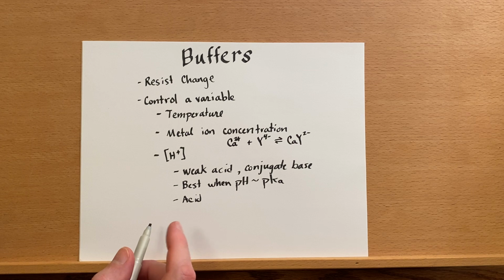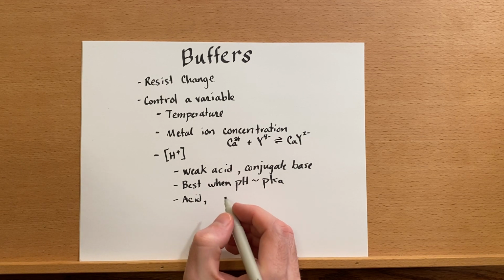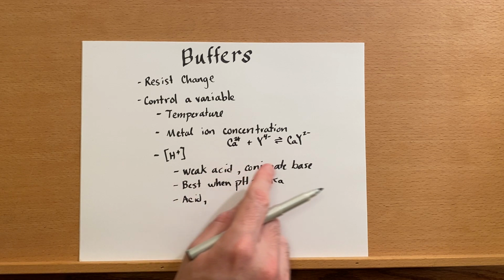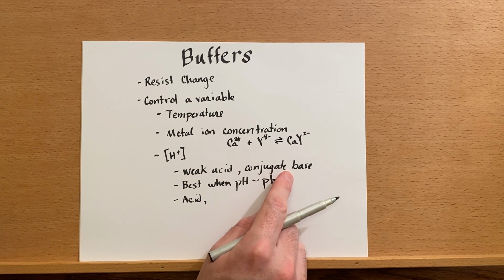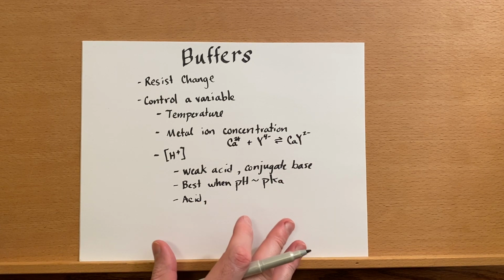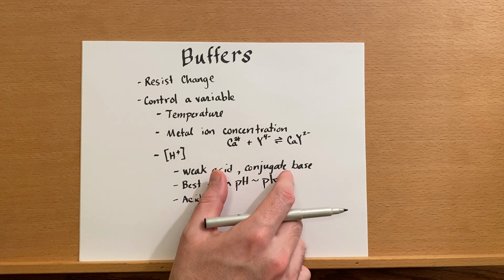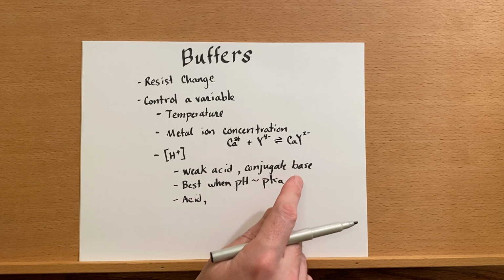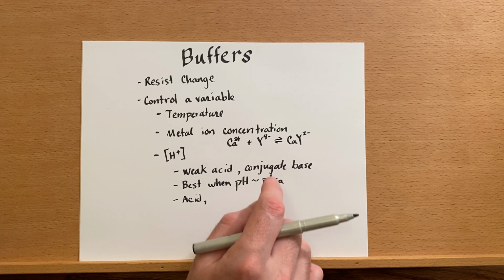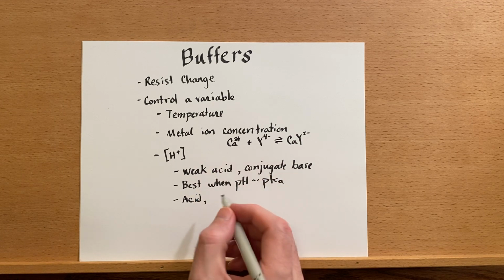Similarly, if I add a base to this system, it will use up some of the weak acid and convert it into the conjugate base, but now all of the strong base will be used up and we'll be left with only weak acid and conjugate base still. Now, there will be more conjugate base in the solution and the pH will go up a little bit, but not as drastic as if the buffer was not there.